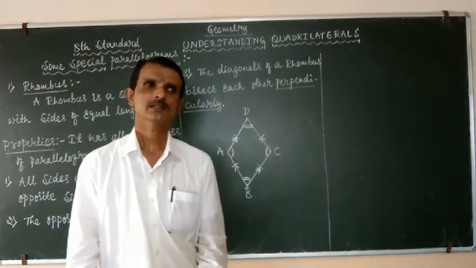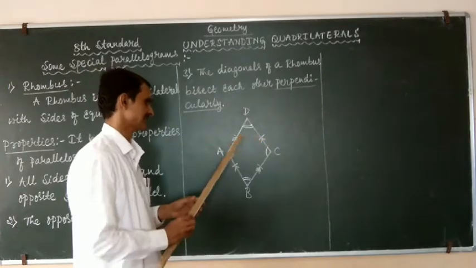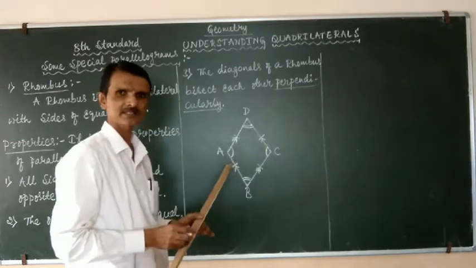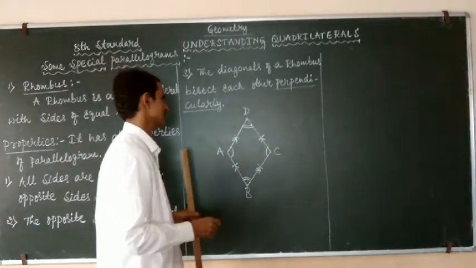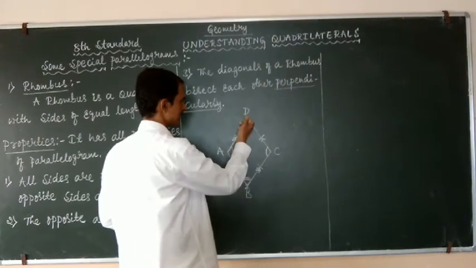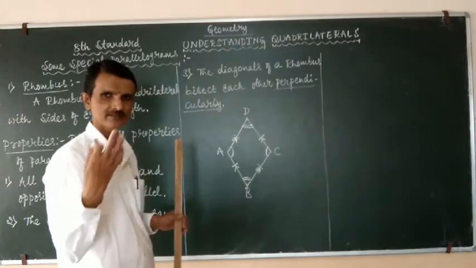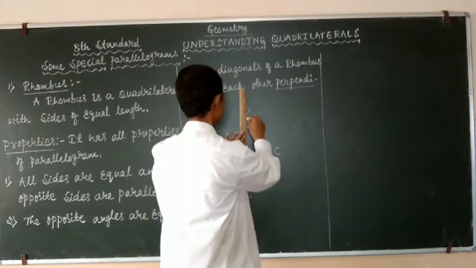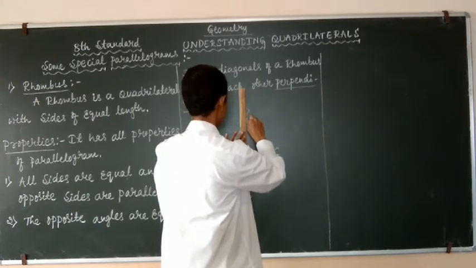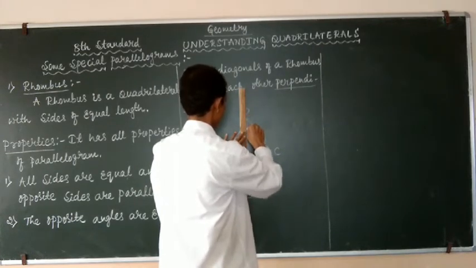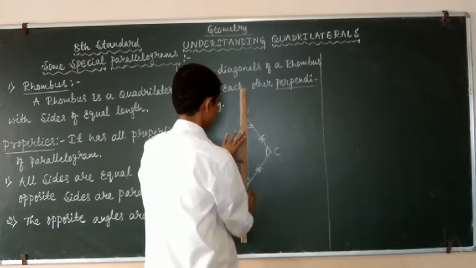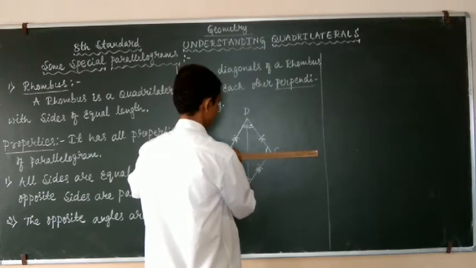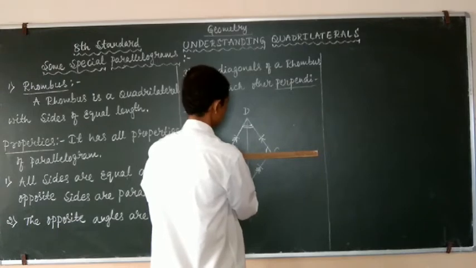Now lastly, if you observe the diagonals: a diagonal is a line segment. You are already familiar with the definition of the diagonal. A diagonal is a line segment which joins the opposite vertices of a quadrilateral. If you join D and B, it is one diagonal, and A and C is another diagonal.